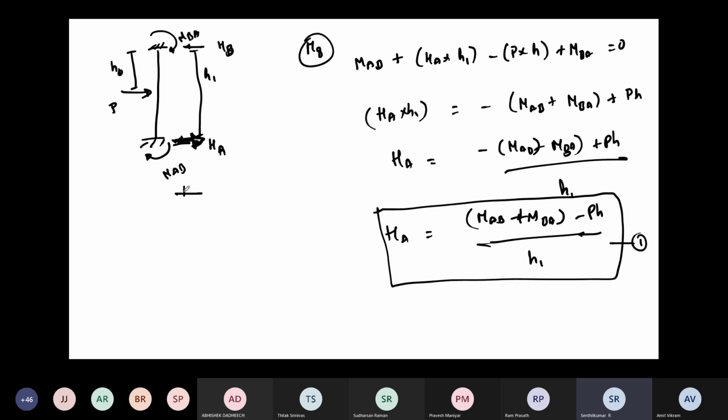If you want to keep the direction like this, it should be this way. This is the answer. But what I have changed, I don't want to put minus for moments. It will be easy for me: MAB plus MBA, because I can cancel PH. P is not there, so everything will be positive. That's why I changed HA's direction like this. If you are keeping HA in the downward direction, this is the answer. This is HA in this direction.